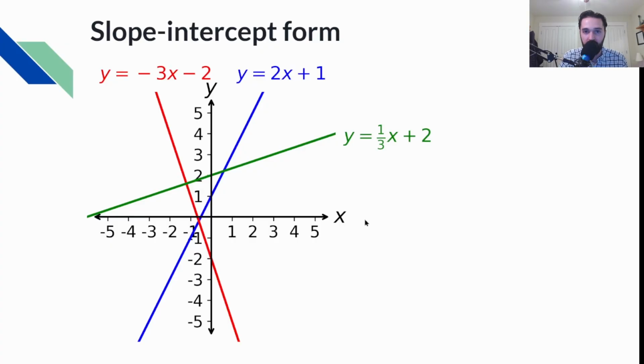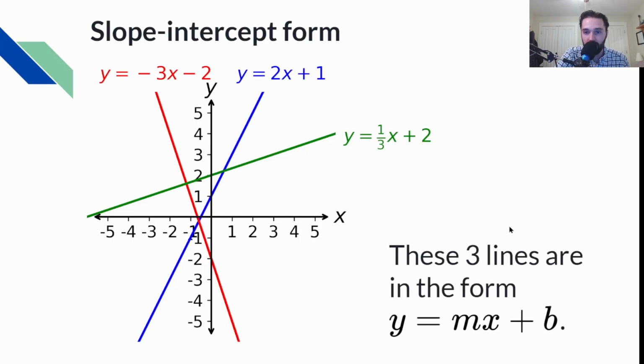Here I have 3 lines written in slope-intercept form. It's y equals something x plus something. These 3 lines are in the form y equals mx plus b.